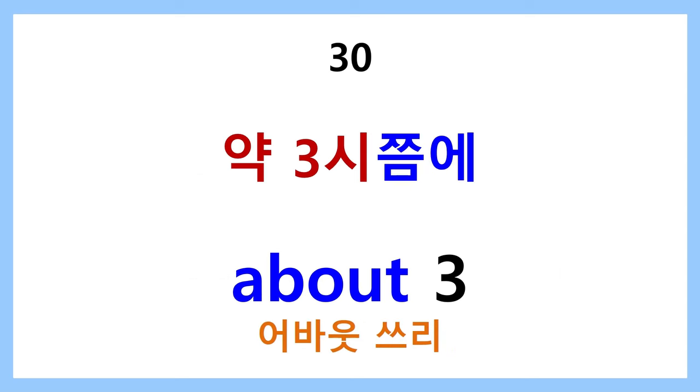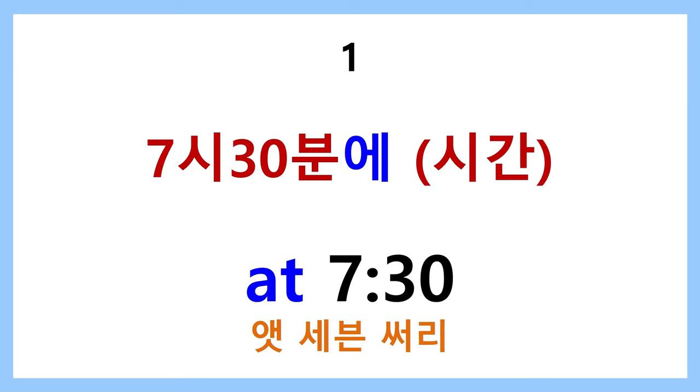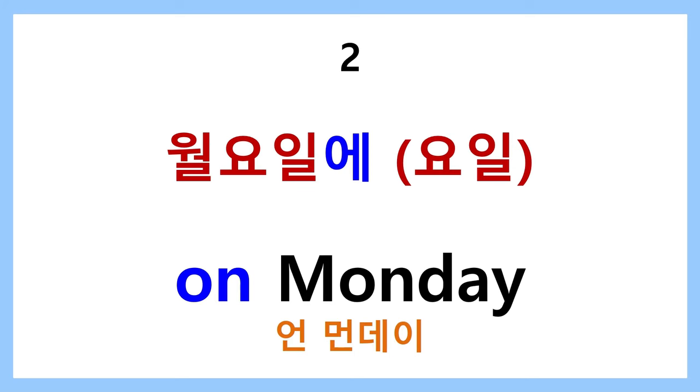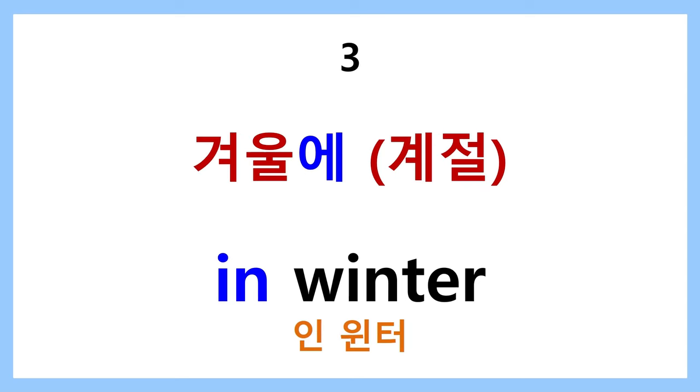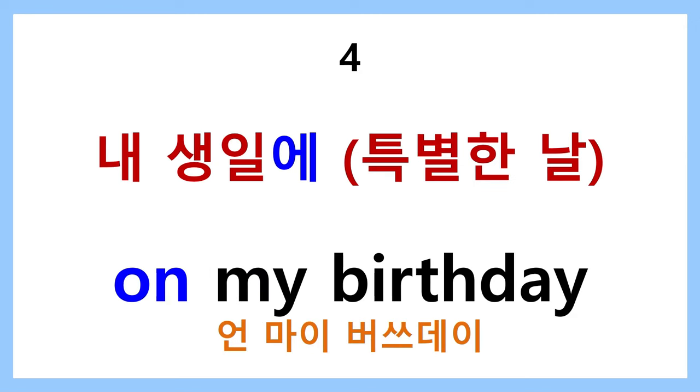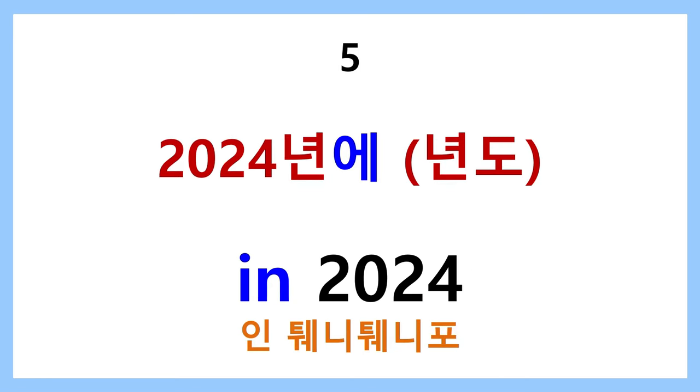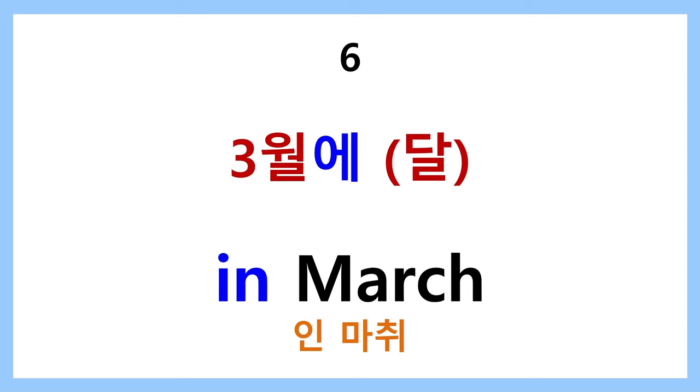About 3. 약 3시쯤에. At 7:30. 7시 30분에, 시간. On Monday, 월요일에, 요일. In winter, 겨울에, 계절. On my birthday, 내 생일에, 특별한 날. In 2024, 2024년의 연도. In March, 3월의 달.